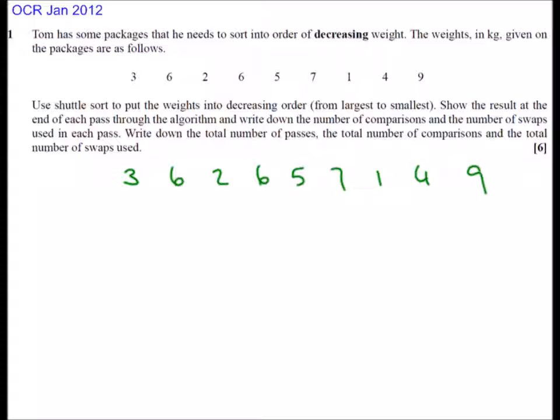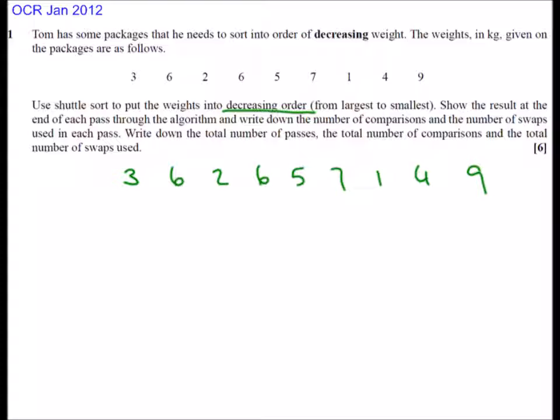We're asked to use shuttle sort to put the weights in decreasing order. So we're going from the largest to the smallest. We've been looking at putting things from smallest to largest, but now we want largest to smallest. So that means when I swap them, I'm going to swap them to make the biggest thing on the left-hand side. Show the results at the end of each pass.